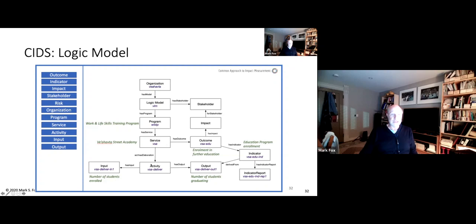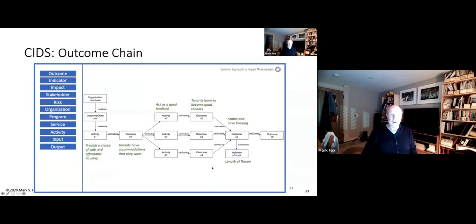The service is made up of activities which have inputs such as number of students enrolled, outputs such as number of students graduating. The outcome for that service is enrollment in further education. So one outcome that the Street Academy is trying to achieve is that the students who graduate will then move on into further educational programs. That's measured by the education program enrollment indicator, which is derived from the number of students graduating, et cetera.